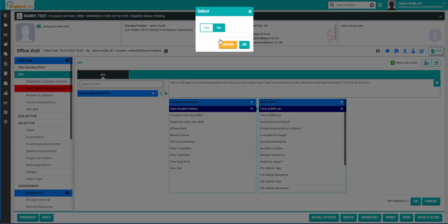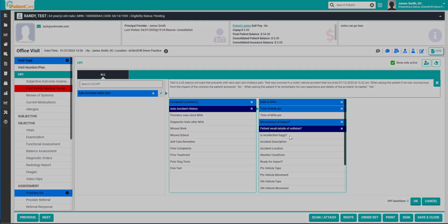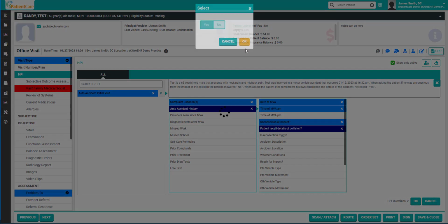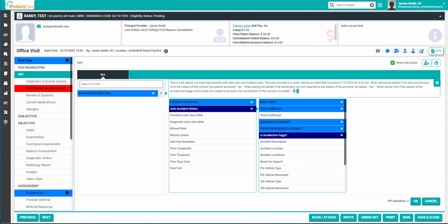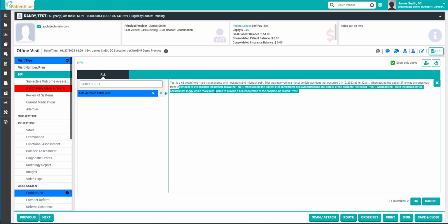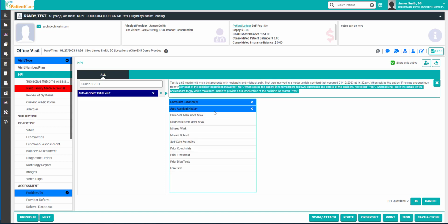Were they unconscious at impact? Does the patient recall details of the accident? Yes, they do. Is recollection foggy? Yes. So on and so forth. And then this begins to build out that history for that particular patient.